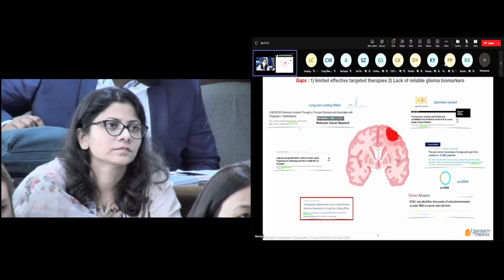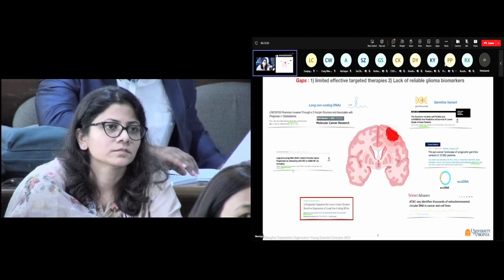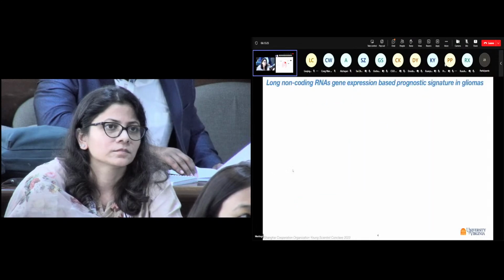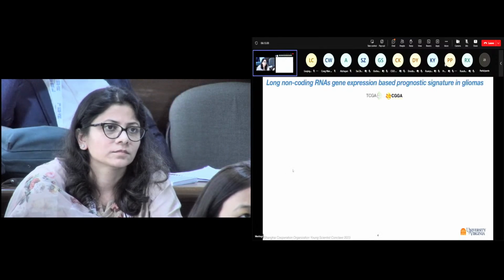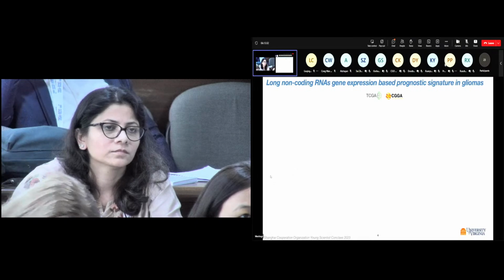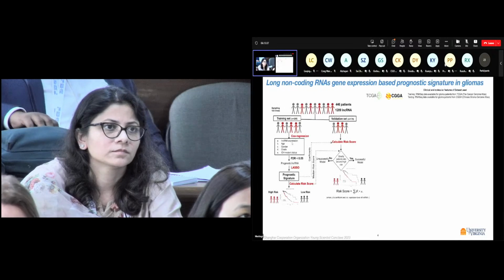So we have used a statistical model and regularization approach to identify set of long non-coding RNA which can predict survival in lower grade. For that, we have used the TCGA dataset, which has mostly Caucasian population patients, and a Chinese glioma genome atlas dataset. The TCGA dataset was divided into training set and validation set, and we have used Cox regression, which is a statistical method to identify association between a variable and survival of the patients, controlling for the confounding factors.